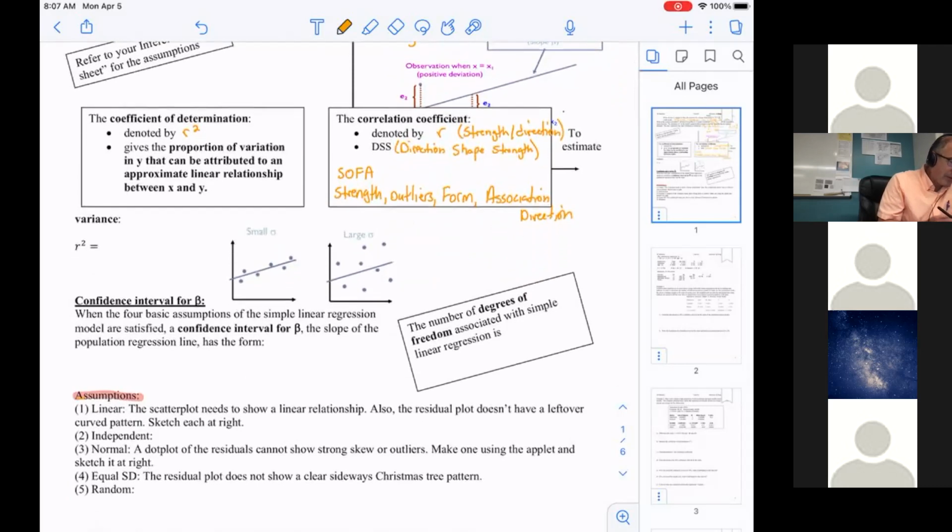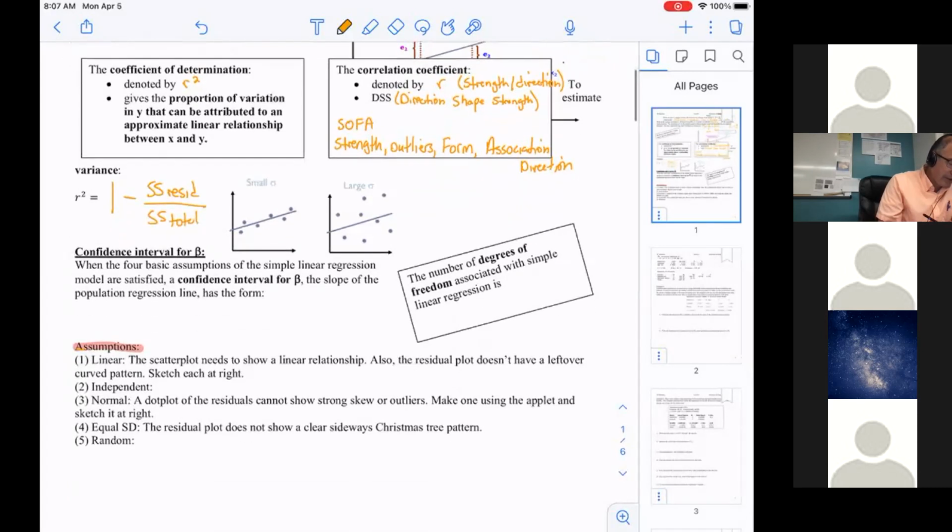Again, some of this is a bit of review of linear regression. Back in linear regression, we talked about how to find the variance, or r squared. It's 1 minus the residual divided by the total. And again, this is for computer output. That's another formula we're just going to remember as we go through this.